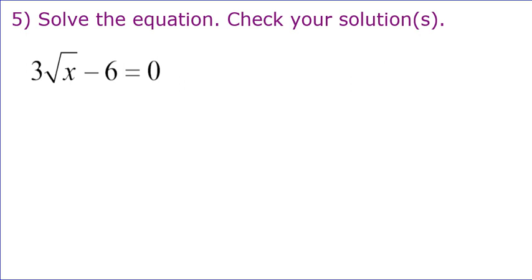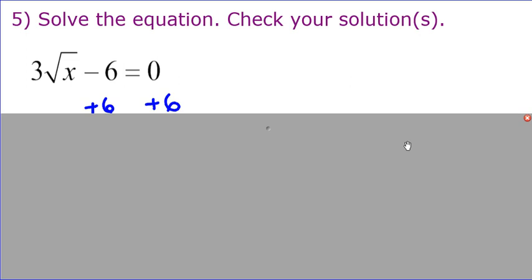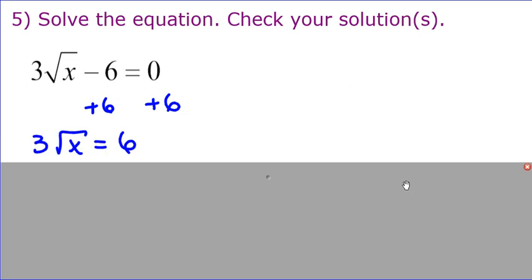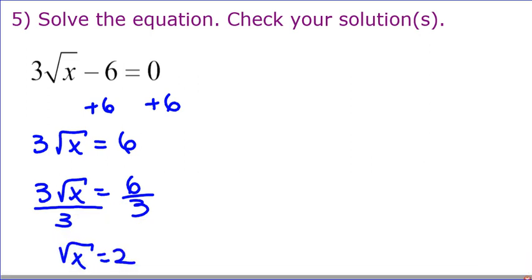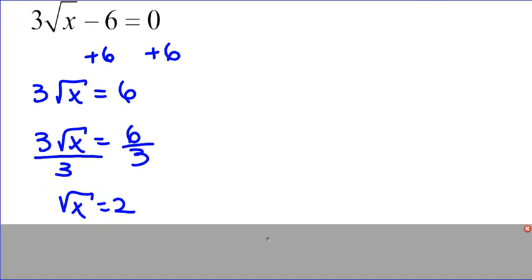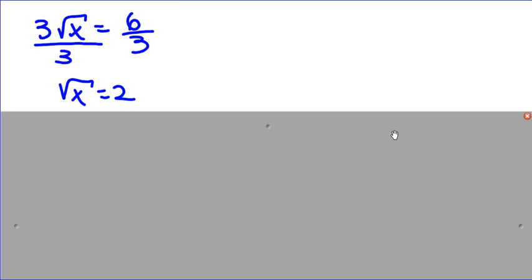Let's solve this equation. 3 times the radical of x minus 6 equals 0. So we want to get the radical alone. The first step would be adding 6 to each side of the equation to undo the subtraction. Then, to undo the multiplication, we would divide by 3. To undo the square root, we would square each side of the equation.